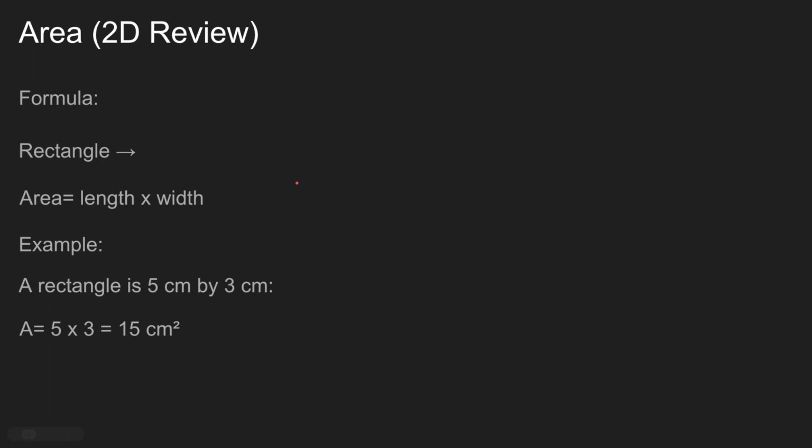Alright, now let's go to area and we'll review 2D shapes, okay? So a 2D shape would be like a rectangle. A rectangle's area formula is length times width. This is the length and this is the width, okay? So let's just say the length is 5 centimeters and the width is 3 centimeters. Now, area equals length times width. So if 5 is the length and 3 is the width, we're just going to do 5 times 3, and that should equal 15 centimeters.